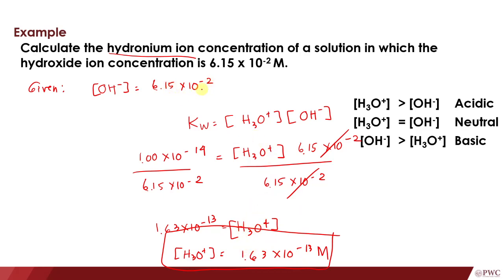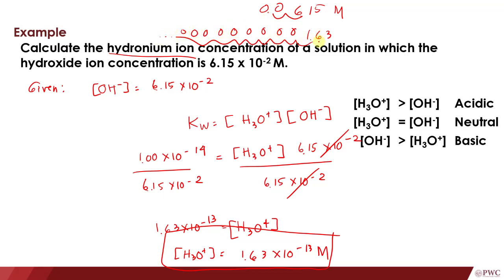So let's try to expand this one. We have 6.15 times 10 to the power of negative 2. So negative 2, we move 2 places, so this is equal to 0.0615 molar. How about for the hydronium ion here? Our hydronium here is 1.63 times 10 to the power of negative 13. So we need to move 13 places: 1, 2, 3, 4, 5, 6, and so on. I don't want to continue, but it's very obvious.